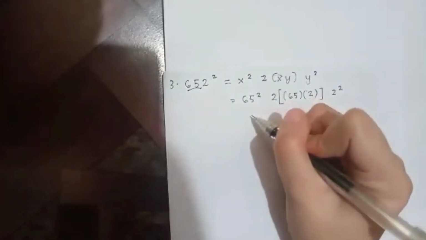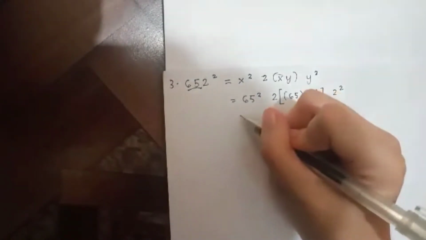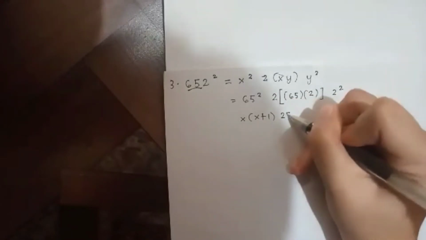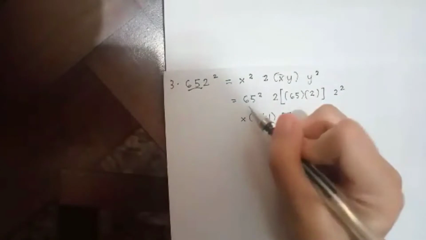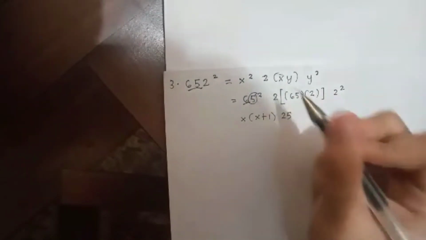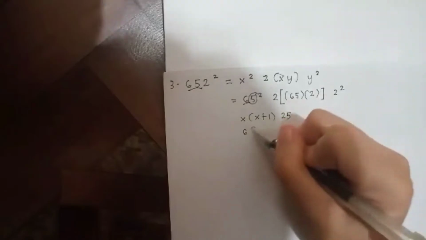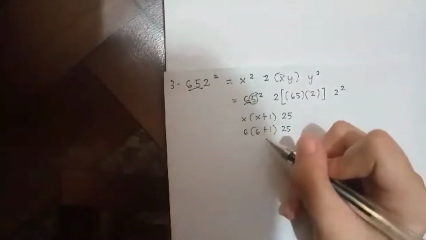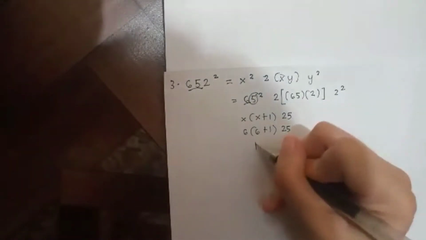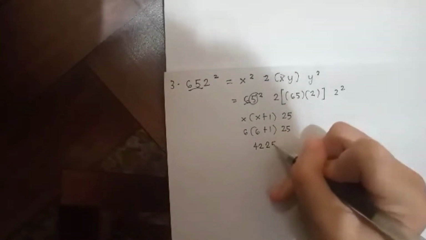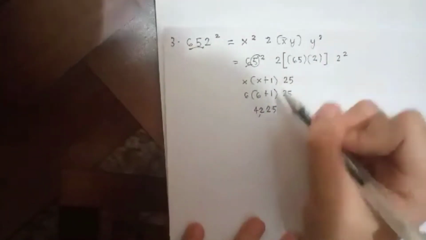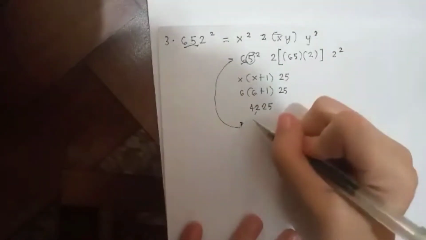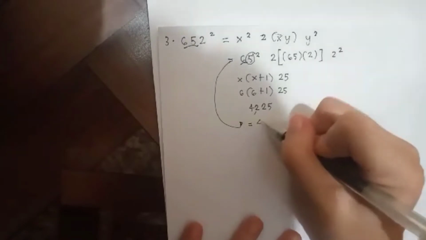So now we are going to apply here what we have learned in the previous video. So we have x times x plus 1 into 25. So the x here is 6 because the 5 is the last digit. So 6 times 6 plus 1, 25. 6 plus 1 is 7. 6 times 7 is 42. Copy the 25. So now we have 65 squared is equal to 4,225.